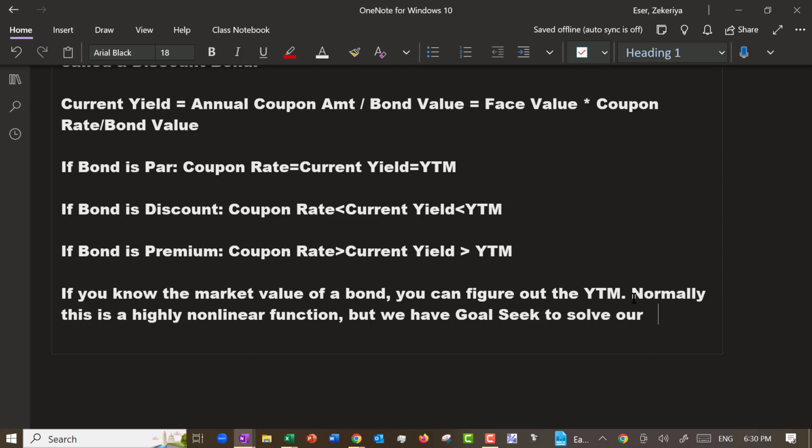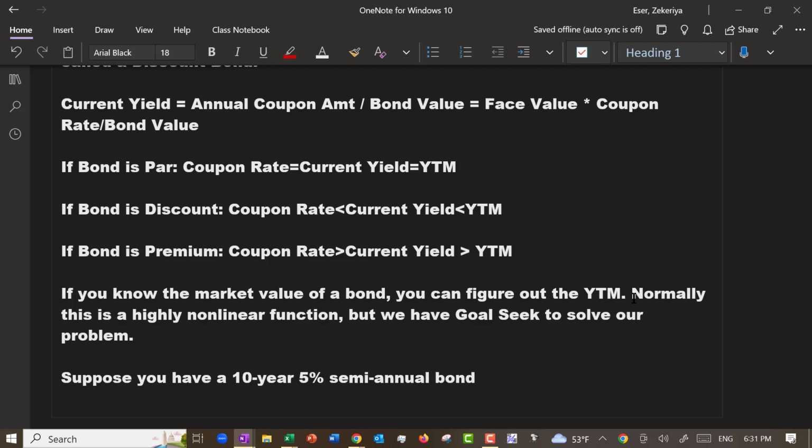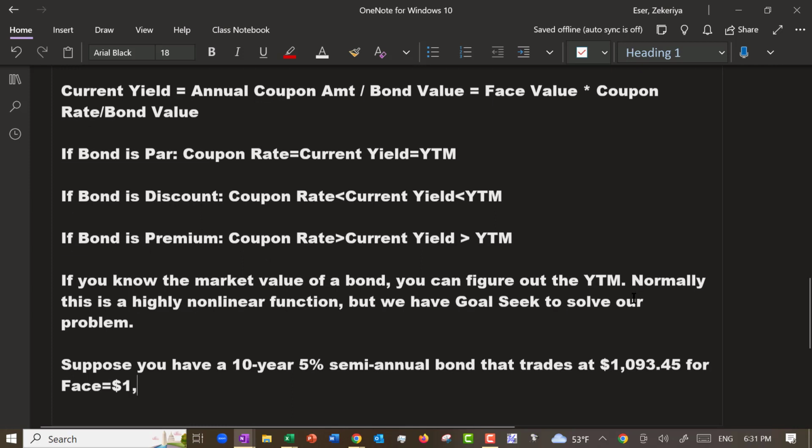For example, suppose you have a 10-year 5% semi-annual bond that trades at $1,093.45 for face value equals 1,000. What is the implied YTM?